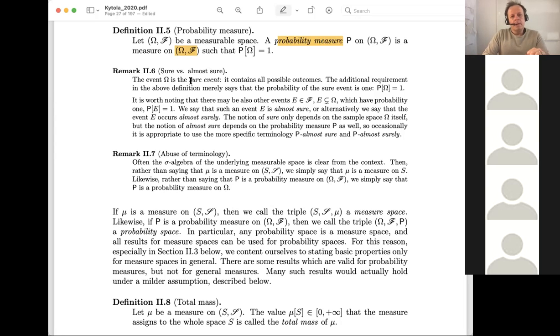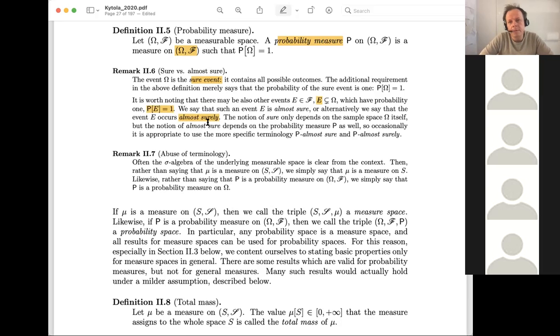The interpretation: omega, the full set, is the sure event, which has a mass 1. There could be other sets which have a mass 1. So let's say omega is the full set with mass 1, but there could be some other set E which could also have a probability 1, and that's quite usual. And of course, you know it. For such sets, we use the term almost surely.